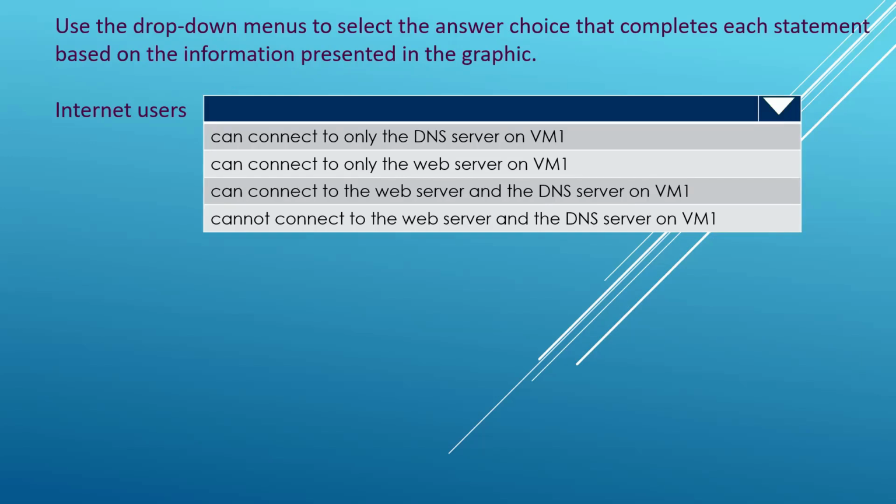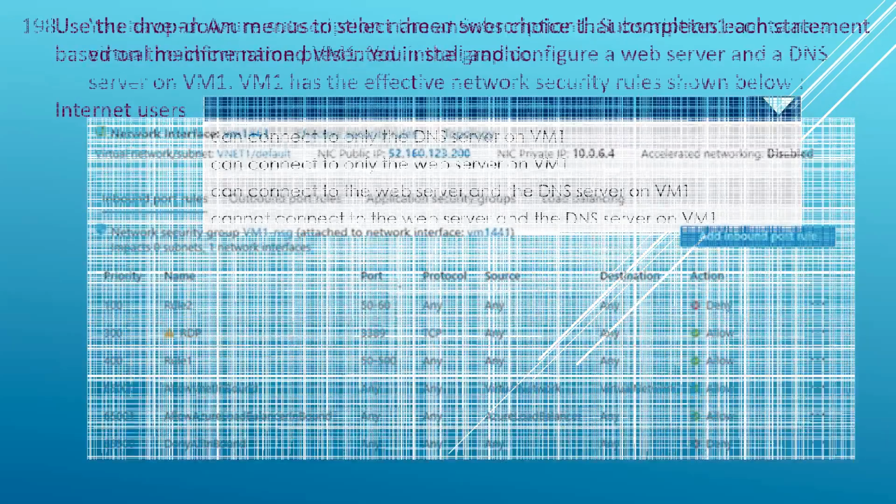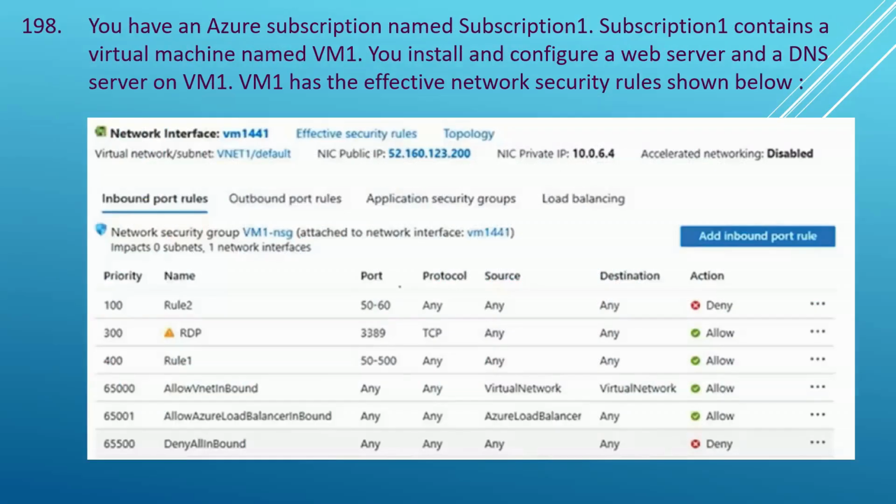To answer this question, let's go back to the exhibit and see the rules that are defined in more detail. As I said earlier, rules will be evaluated based on their priority. That means rule 2 will be evaluated first. And if you look at rule 2, the port numbers that are mentioned are 50 to 60. That means the DNS server, which runs on port 53, will be denied because the action is defined as deny. That means users won't be able to access the DNS server. That's the first part of the question.